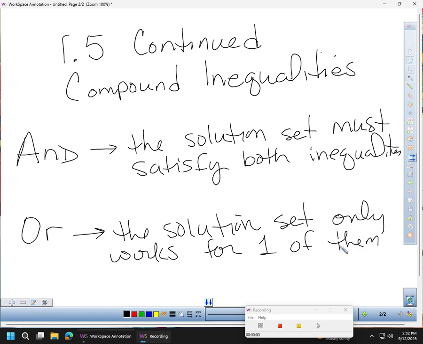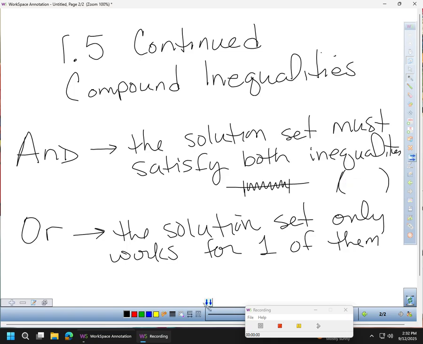When we have an and problem, all of your answers are sandwiched in the middle. Okay? So on our number line, typically we have two numbers, and all our answers are sandwiched between them. Which means our interval notation is sandwiched between two numbers, whether parentheses or brackets or whatever, but it's all in the middle, right?